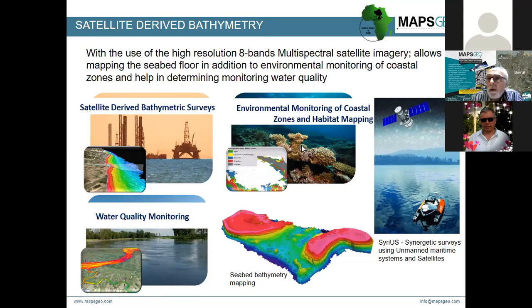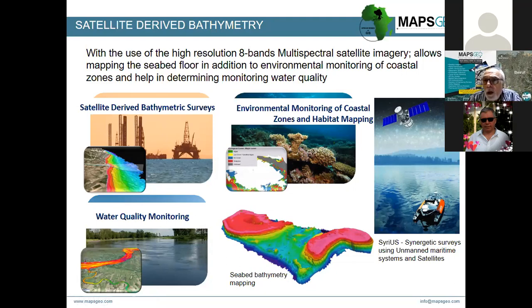Not only that, but also monitoring the habitat and environment along the shore, so that if there are species that should be preserved and not destroyed, those things can be highlighted too.